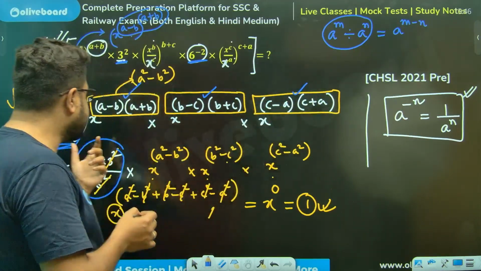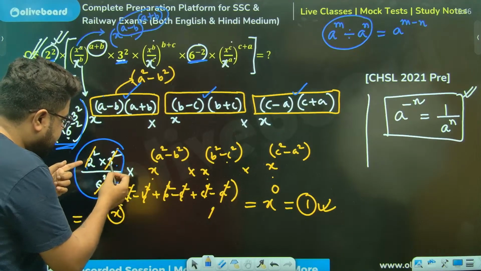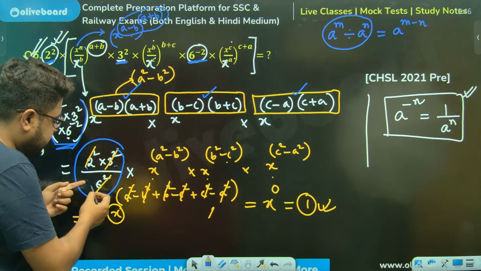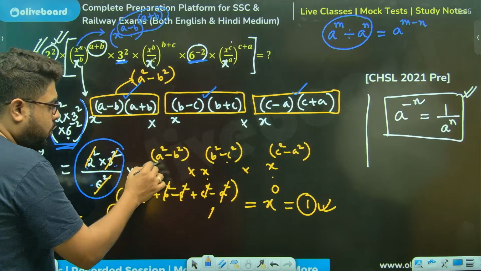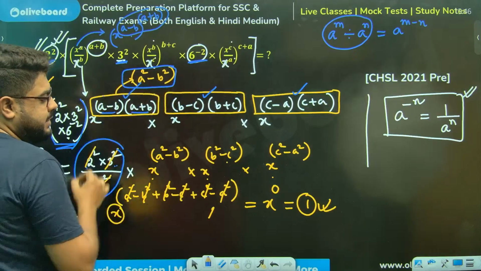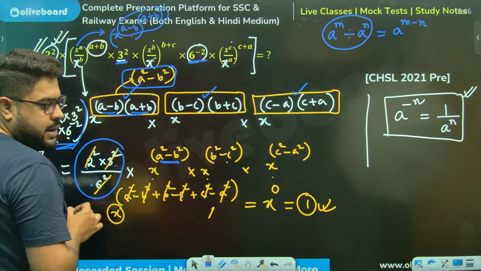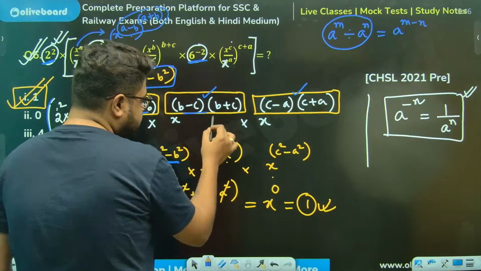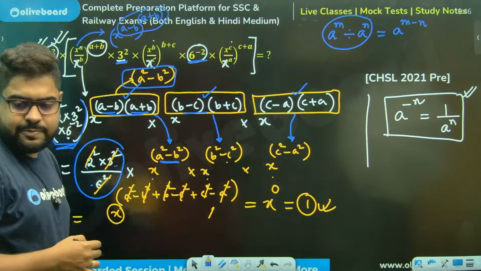That rule cancelled, because you can also check: 2 square 4, 3 square 9, 4 nines are 36, 6 square 36 cancels. Now over here, a plus b into a minus b, the formula is a square minus b square. So x to the power a square minus b square. This whole thing becomes b square minus c square. This whole thing becomes c square minus a square.